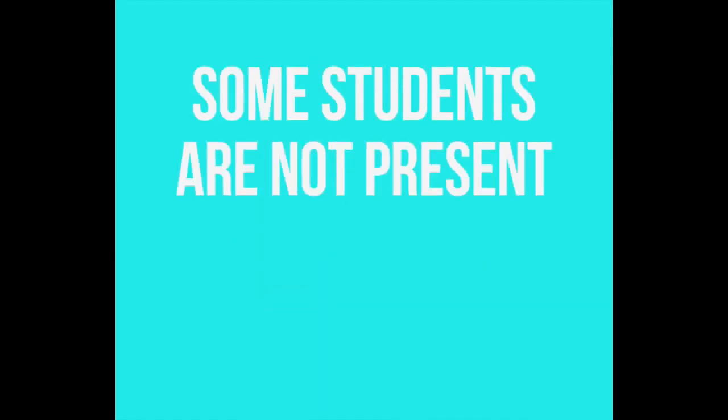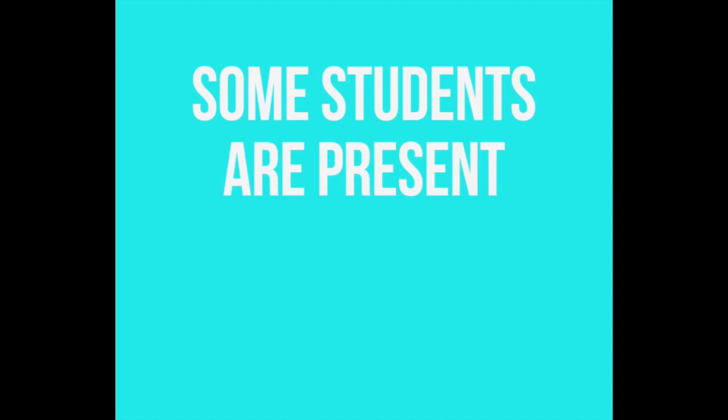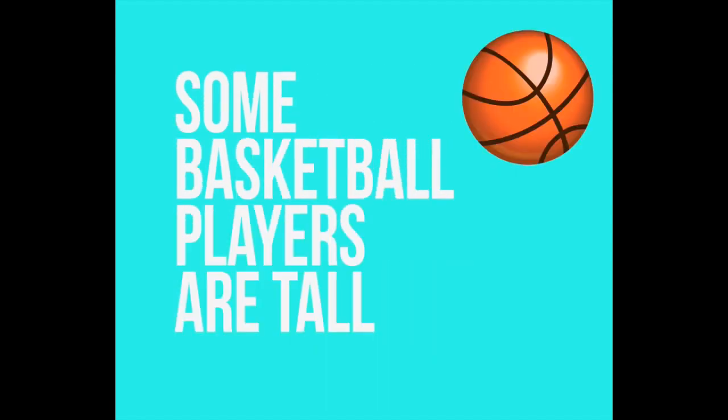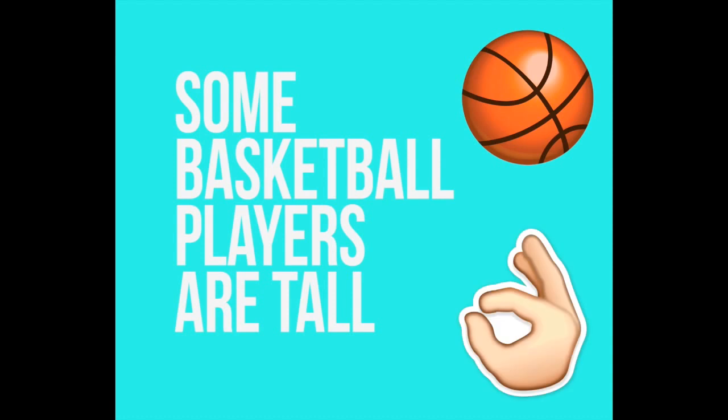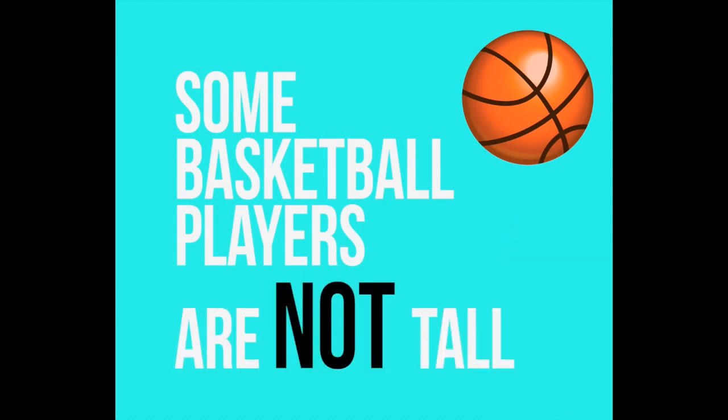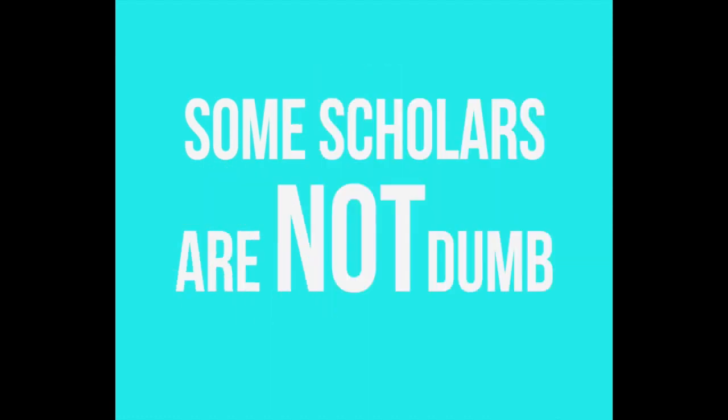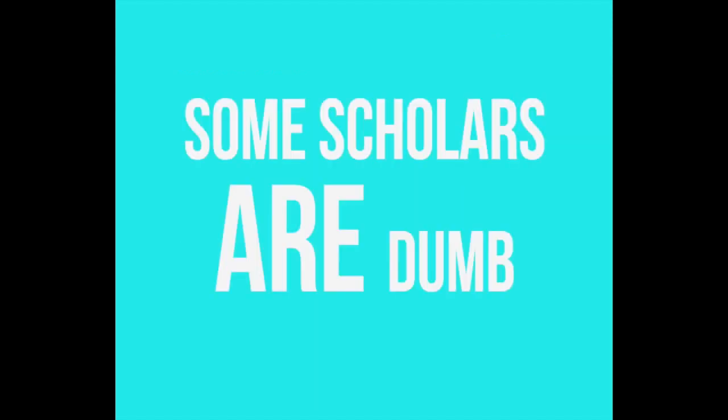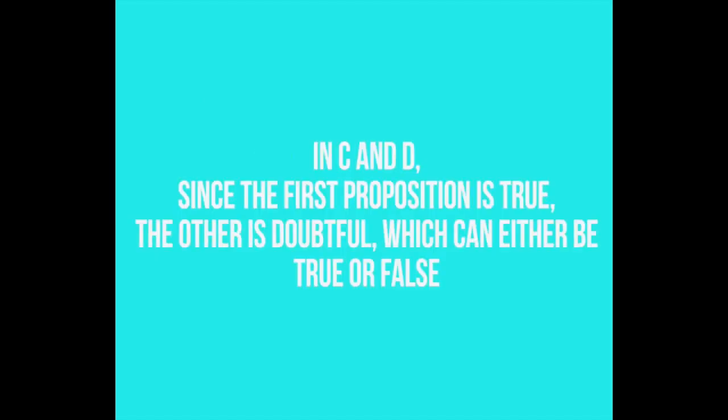Examples: some triangles are squares; some triangles are not squares. Some students are not present; some students are present. Some basketball players are tall; some basketball players are not tall. Some scholars are not dumb; some scholars are dumb. In C and D, since the first proposition is true, the other one is doubtful, which can be either true or false.